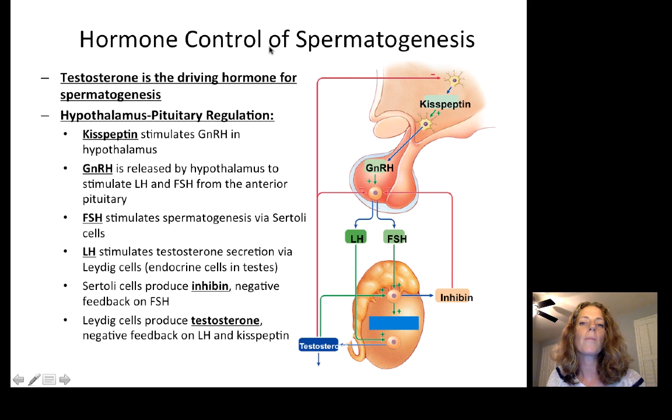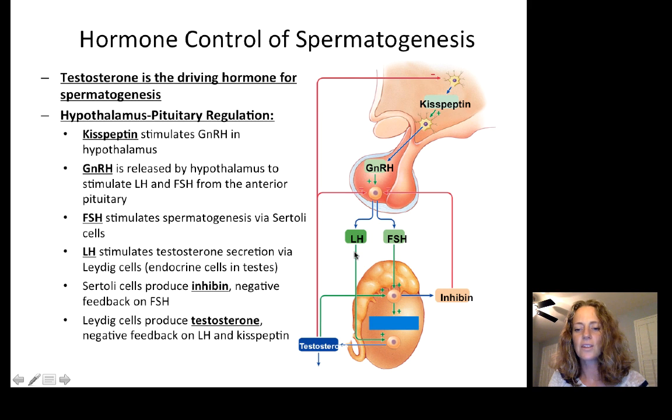So now let's talk about the hormone control of spermatogenesis. You guys are hormone experts now because we've finished the endocrine system, so this should look really familiar. You're going to have a releasing hormone from the hypothalamus. So the hypothalamus releases GnRH, or gonadotropin releasing hormone. GnRH is stimulating the anterior pituitary to release two tropic hormones, LH, luteinizing hormone, and FSH, follicle stimulating hormone. These are not named for their role in males, they're named for their role in females.